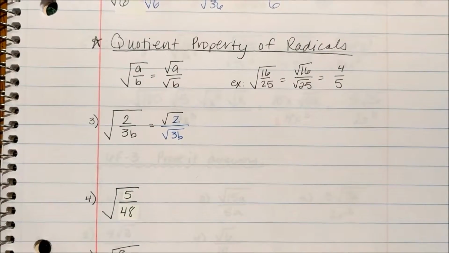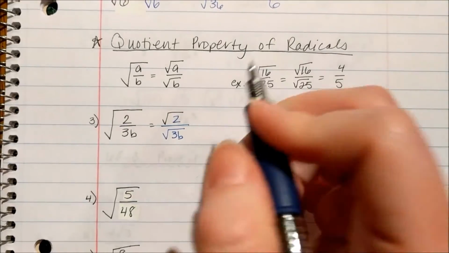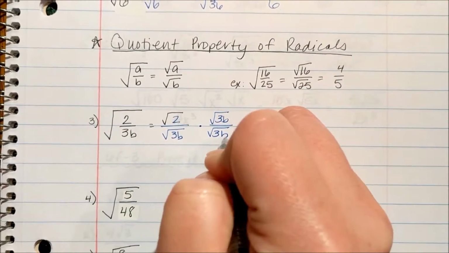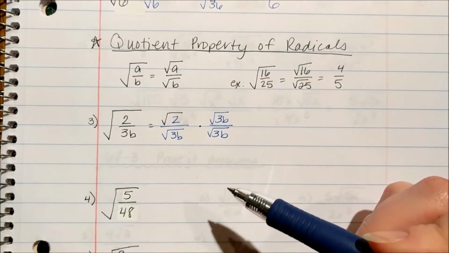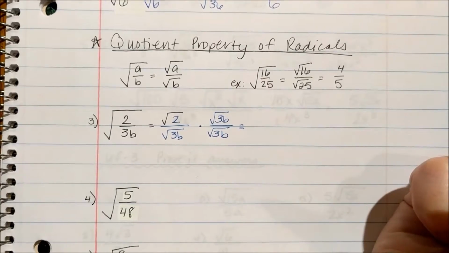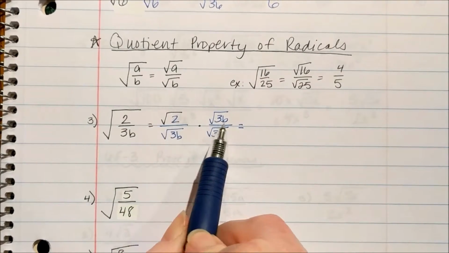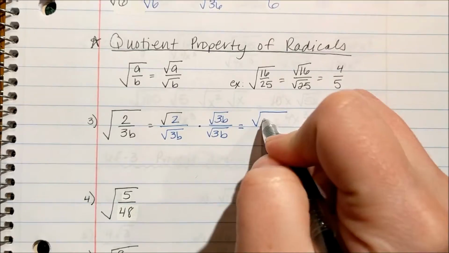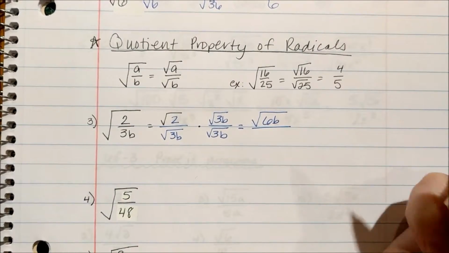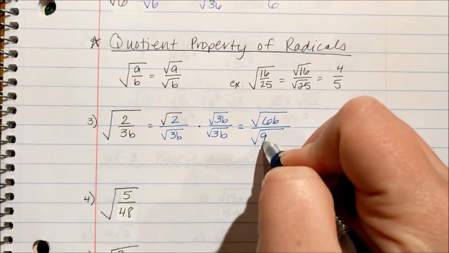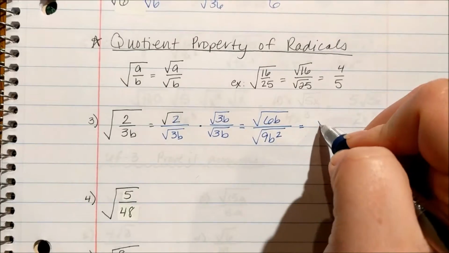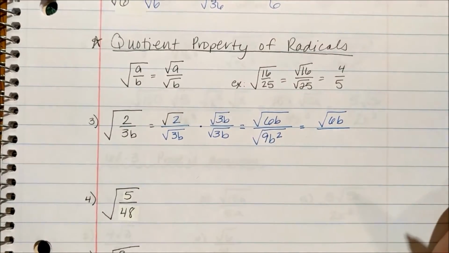And now I'm going to try to rationalize the denominator. I'm going to multiply by square root of 3b over square root of 3b, because this is equivalent to 1, but it will allow us to get rid of our radical on the bottom. We know from the multiplication property of radicals that I can multiply anything that is under the radical together. So the 2 times 3 will give me 6b, and on the bottom we get the square root of 9b squared. When I simplify some more, the square root of 6b is as simplest as it gets.